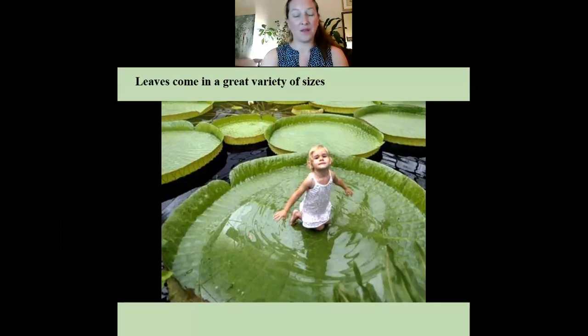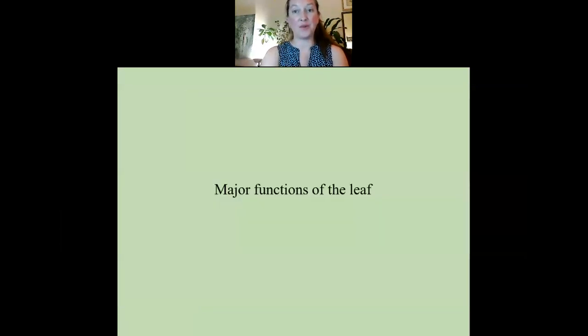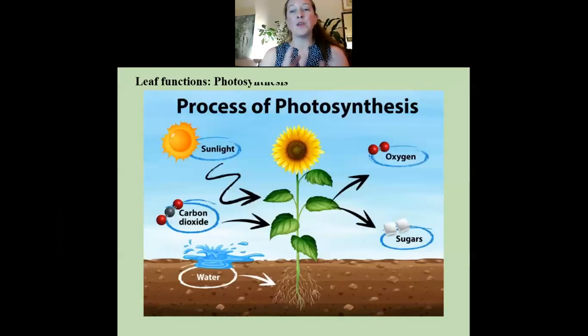But they have some things in common, for example their functions. So let's talk about that first. The most important function that the leaf does is photosynthesis. Photosynthesis is a process we talked about briefly in maybe the first class, but now we're going to talk about it a little more in depth.